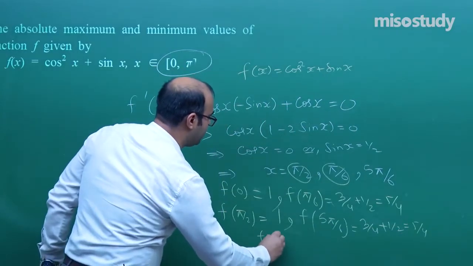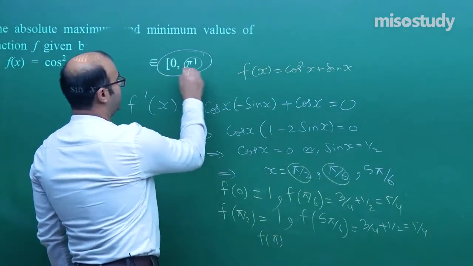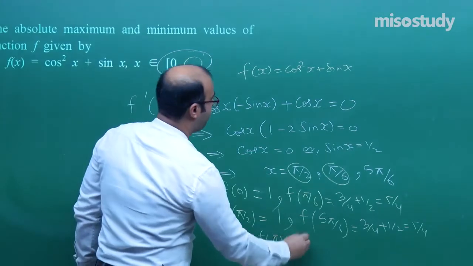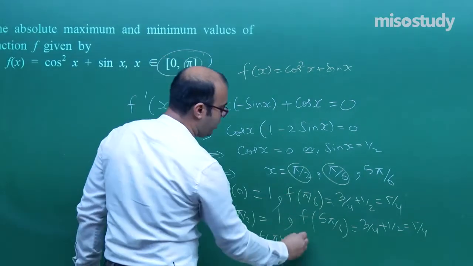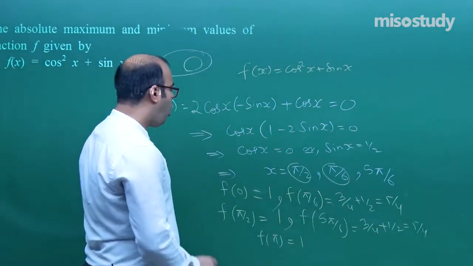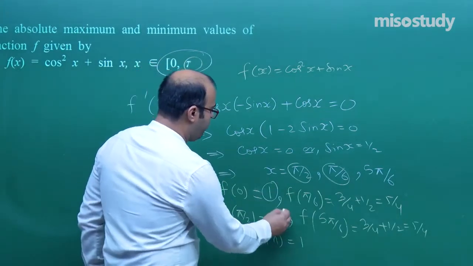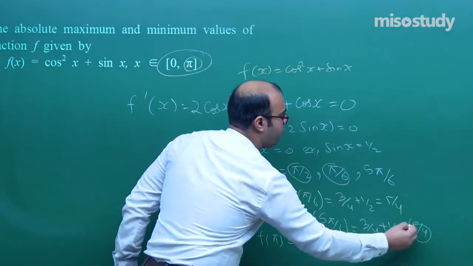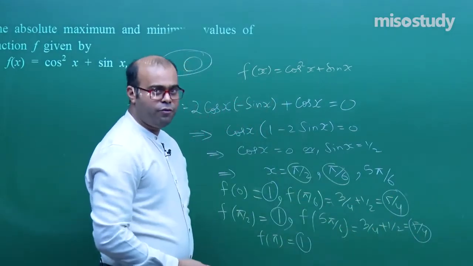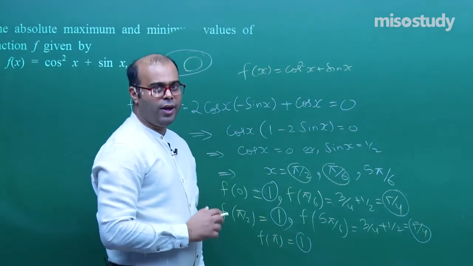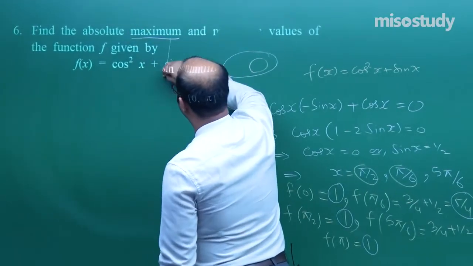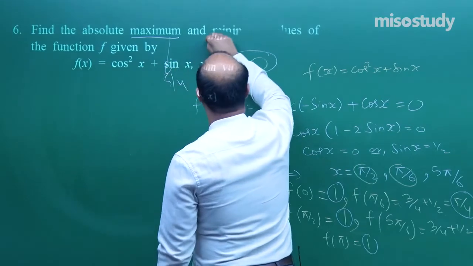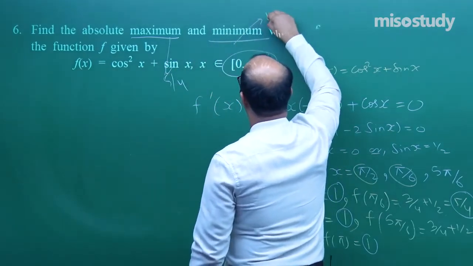Function at pi, the right end point. So at pi, cos square pi is minus 1 square, which is 1, and sin pi is 0, so the value is 1. Out of all the values which we have obtained, which is the maximum value? 5 by 4. Which is the minimum value? 1. So the maximum value is 5 by 4 and the minimum value is 1.